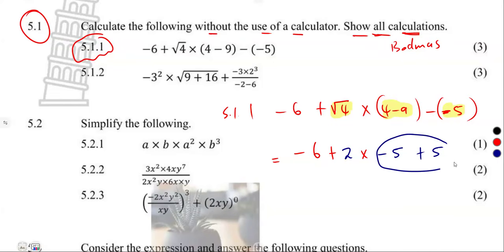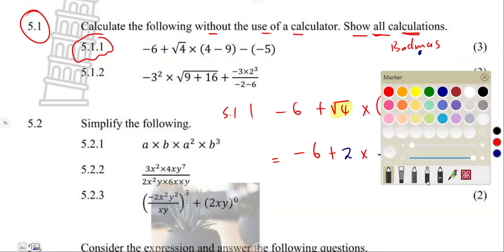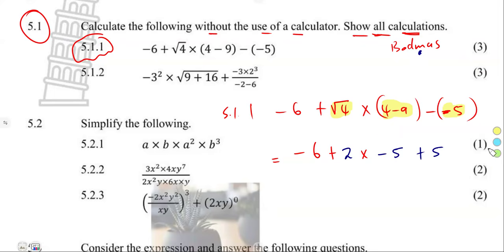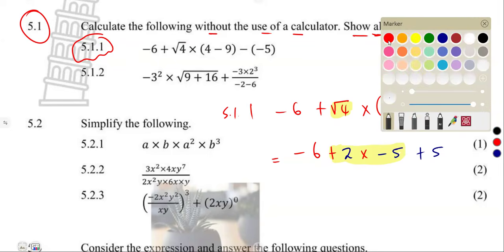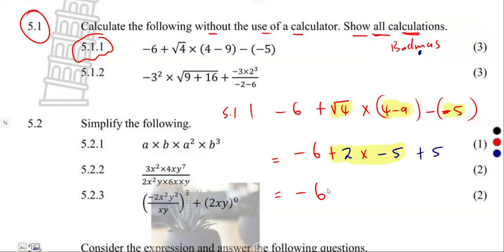Don't be tempted to add these two since we have got a product, BODMAS. After that, we've got a multiplication to be considered. These two, they are multiplying each other: 2 and -5. So don't be tempted to add those two. They are multiplying each other according to our BODMAS concept. So it's going to be -6, all right, 2 times -5. If you multiply 2 and -5, you get -10, plus this 5 that is remaining here.